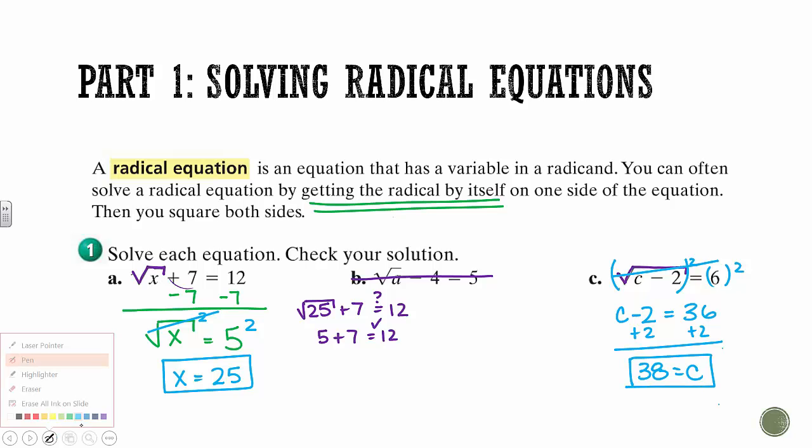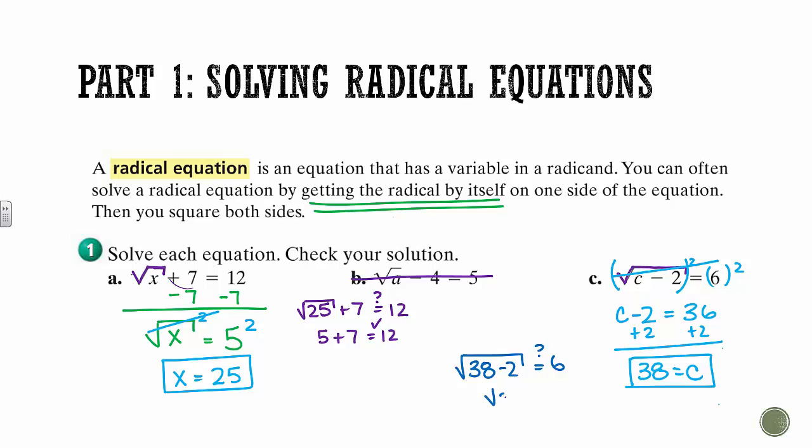And then make sure you check this. So plug it into the original equation. I want to take the square root of 38 minus 2 and see if that equals 6. So we end up with the square root of 36 equals 6, which we know is true.